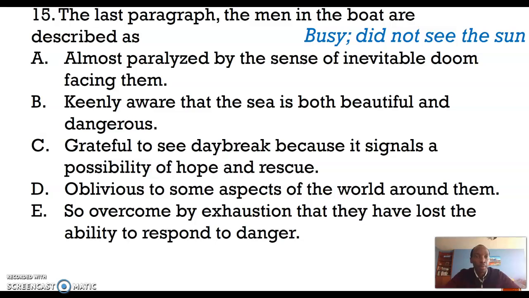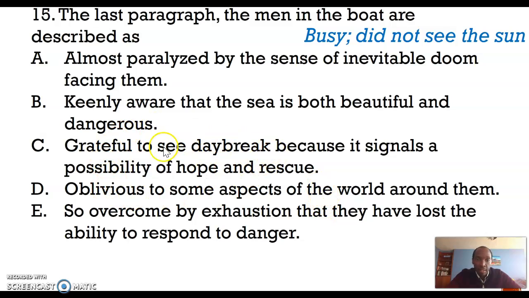Take that target to eliminate things that are not backed by evidence and find the answer that most clearly matches your target, in this case, D, oblivious to some aspects of the world around them, right? That's the one that most nearly matches our target. The other ones are demonstrably wrong. In other words, we don't have any evidence. The text says nothing about them being paralyzed. The text doesn't say that they are unable to respond to danger or that they're exhausted, right?